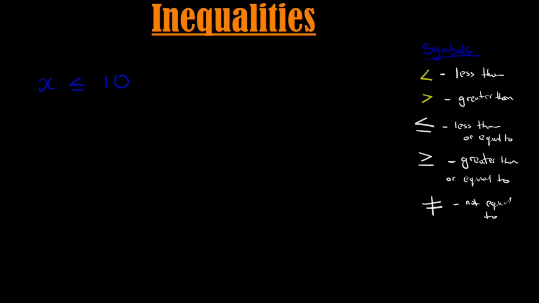So x can be 9.9, 9.5, 9.1. It can be 8.5. It can be 0. It can be -5, -1.5, and so on. Yes? So we're going to represent this inequality, x is less than or equal to 10, on a number line.